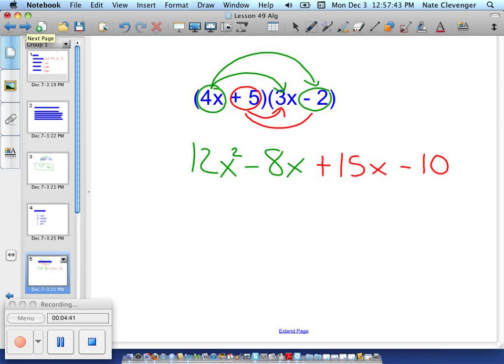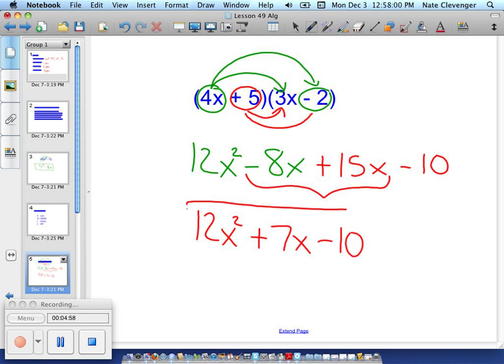Add like terms at the end. As you can tell, the 2 middle terms here end up being like terms. So rewrite it, 12x squared plus 7x minus 10, putting it in descending order. And if you do the FOIL method and the problem set up right, it should work itself out to be in the descending order. Clear? Any questions on that?